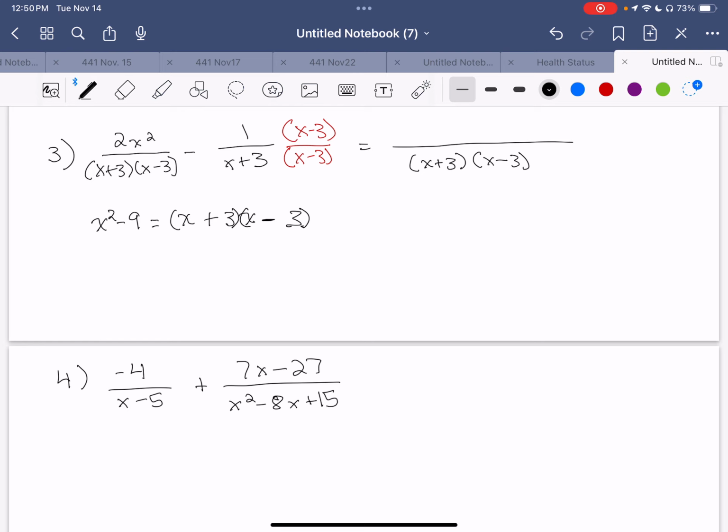Now I can write what I've ended up with. So I get 2x squared because that piece I didn't need to multiply by anything. Then I have negative 1 times x, don't lose the negative. And I have negative 1 times negative 3, so that would be positive 3.